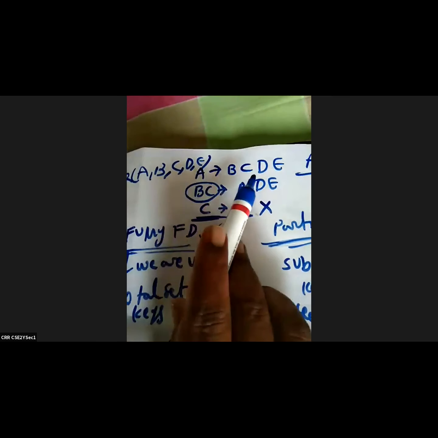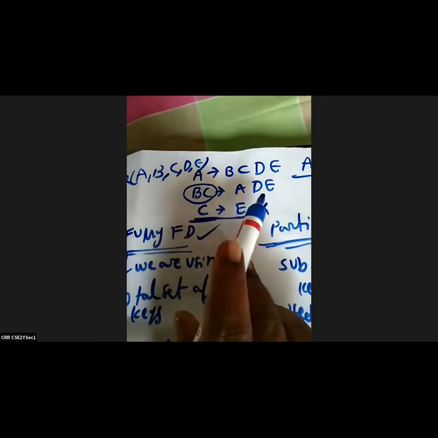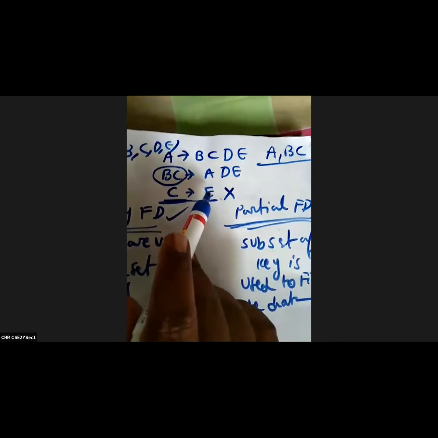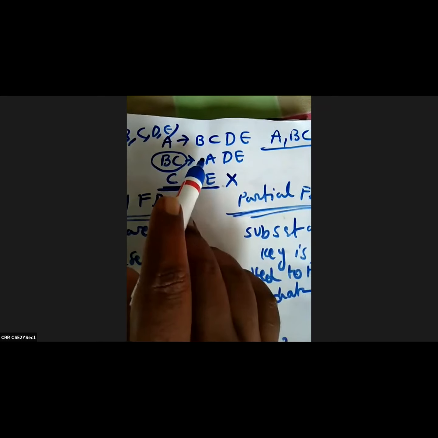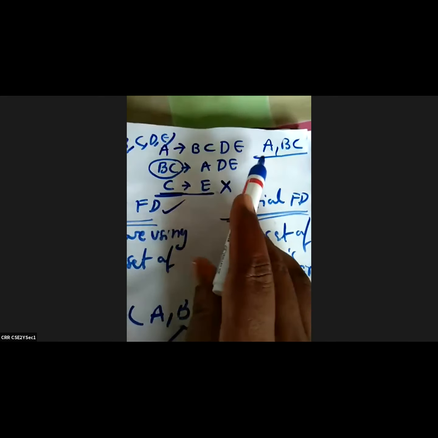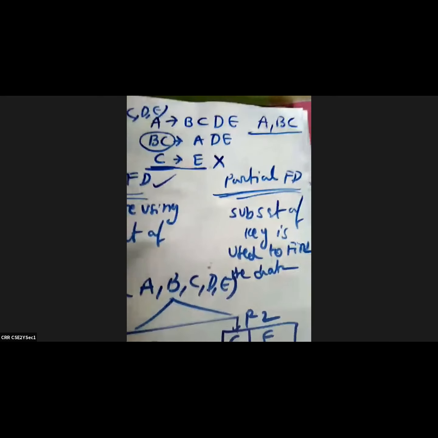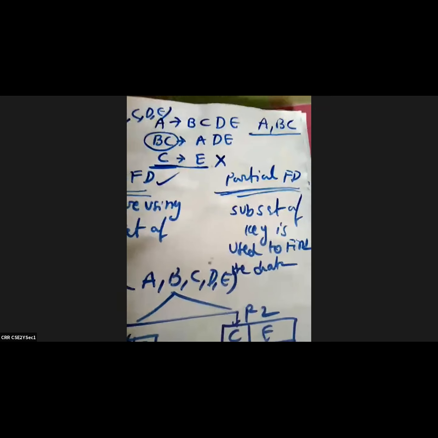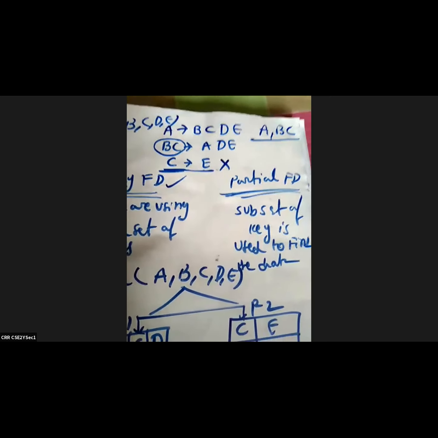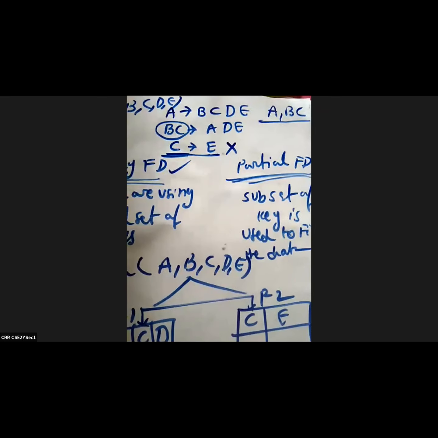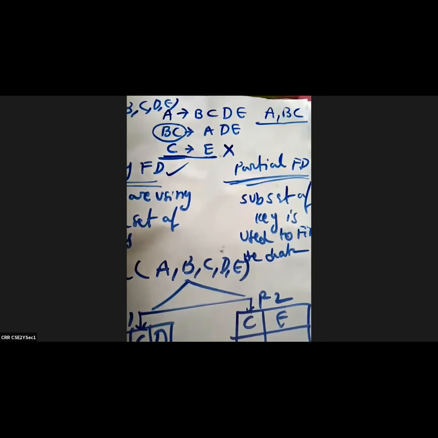So these are the dependencies. A can find out B, C, D, E, BC can find out A, D, E, and C can find out the E. If we observe here, according to the functional dependencies, we can easily guess these two are the keys. A and BC are the keys. Why? Because A finds the remaining attributes in a table, and BC can find the remaining attributes in a table. But C is finding only one attribute, and C is part of a key.